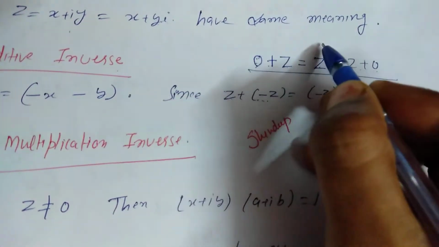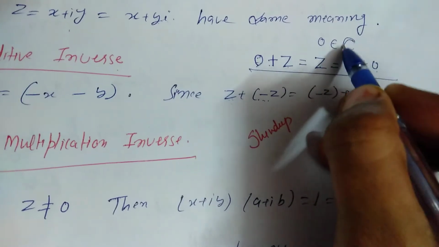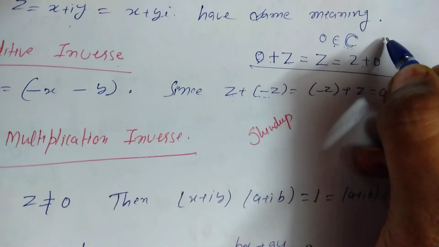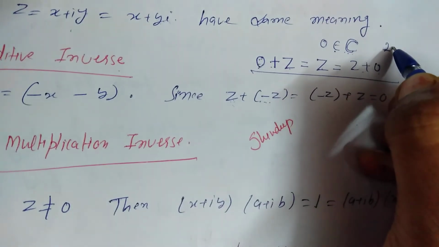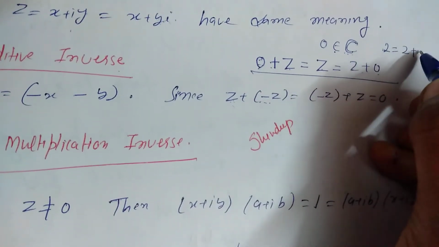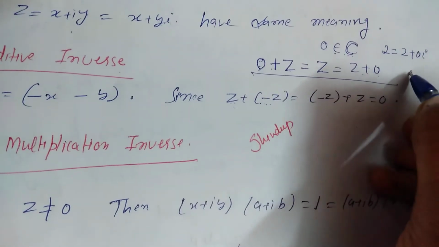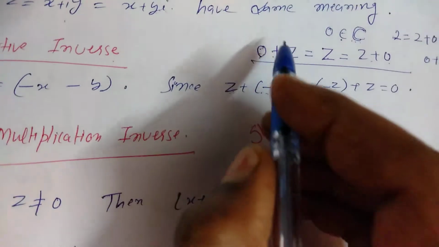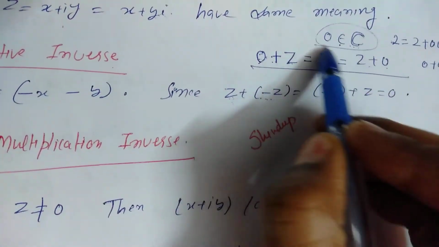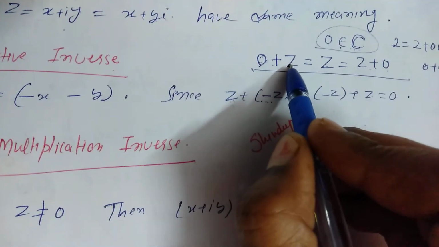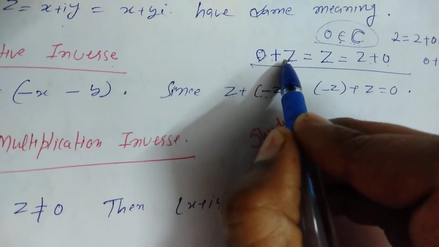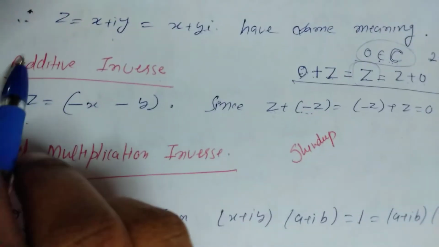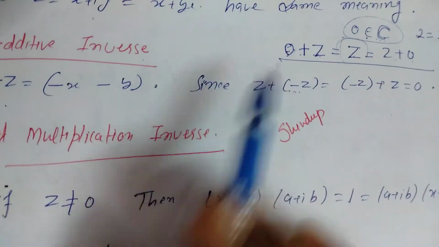So 0 is also a complex number. Remember that every real number is a complex number. Every real number can be written as, for example 2 can be written as 2 plus 0 iota. So 0 is also a complex number because 0 can be written as 0 plus 0 iota. So since 0 belongs to the complex numbers, and for every complex number if we add 0 to that complex number we are getting the same number, this means 0 is an additive identity for the complex numbers.